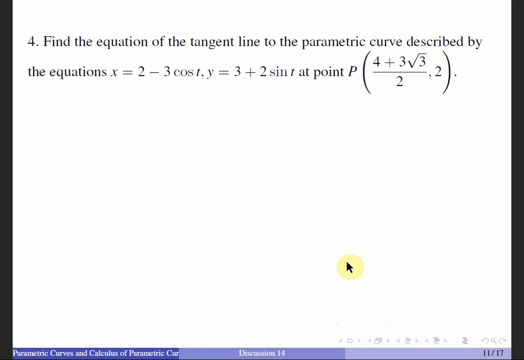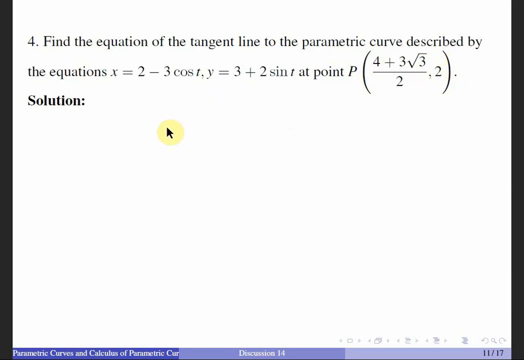Okay, so next, find the equation of the tangent line to the parametric curve described by the equations x is equal to 2 minus 3 cosine t, y is equal to 3 plus 2 sine t at point P, (4 plus 3 square root of 3 over 2, 2). Okay, so what we're going to do first, we want to compute for the t that will produce this point.